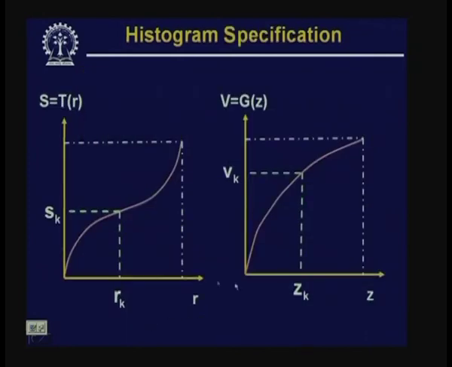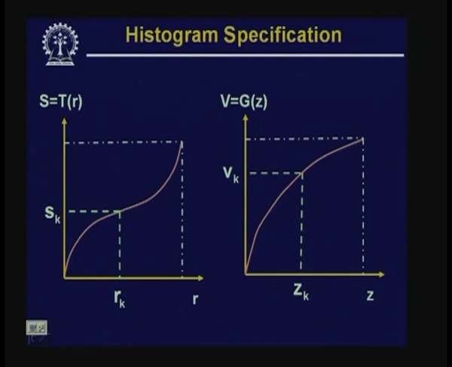So, here we have shown the same formulations graphically. On the left hand side, we have the transformation function S equal to Tr, and this transformation function is obtained from the histogram of the given image. And on the right hand side, we have the transformation function V equal to Gz, and this transformation function has to be obtained from the target histogram that is specified.